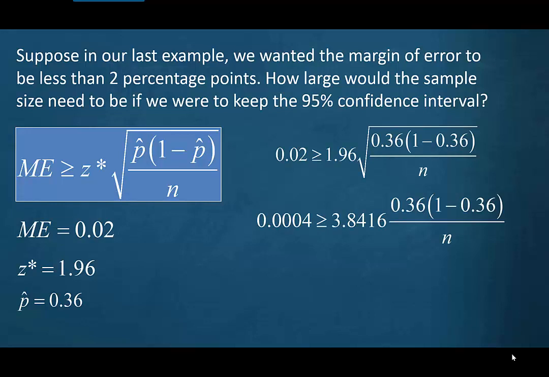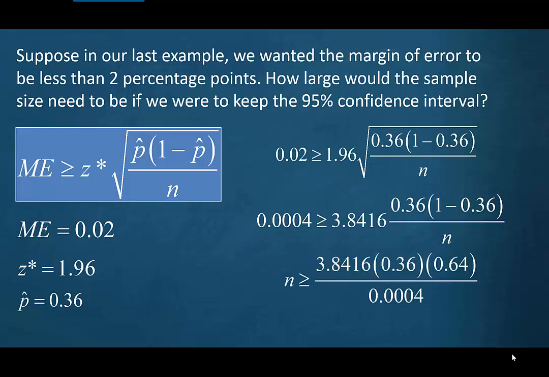So if we square both sides, we're going to get 0.0004 greater than or equal to 3.8416 times 0.36 times 1 minus 0.36 all over n. Now let's multiply both sides by n, and in the same step, divide through by 0.0004. We're going to get n is greater than or equal to 3.8416 times 0.36 times 0.64, all divided by 0.0004.